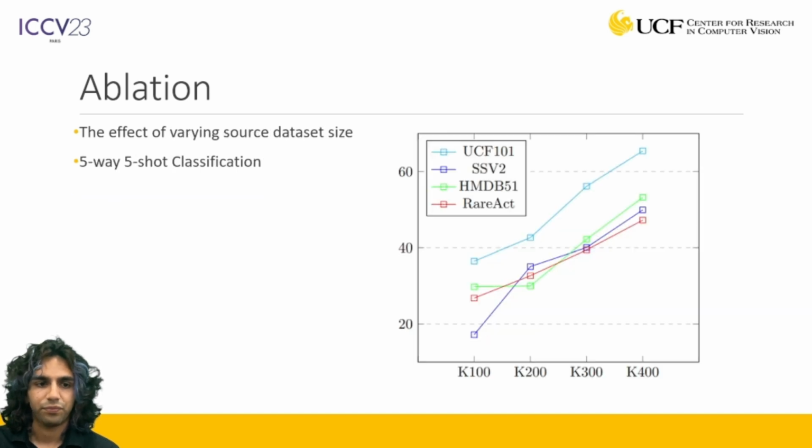We also look at the effect of varying the source dataset size and the effect on performance of our model. Here we can see as we start from Kinetics 100, go to 200 and all the way up to Kinetics 400, that increasing the source dataset size directly improves our model's performance.